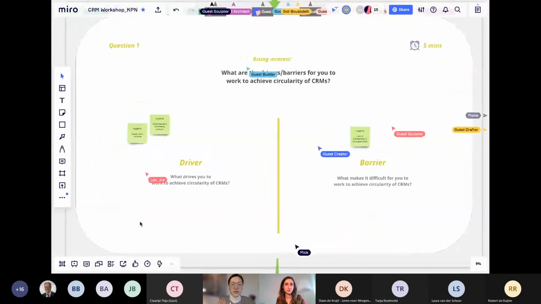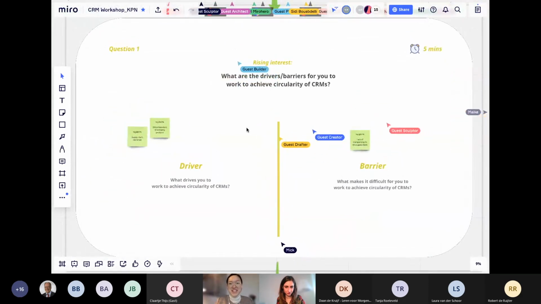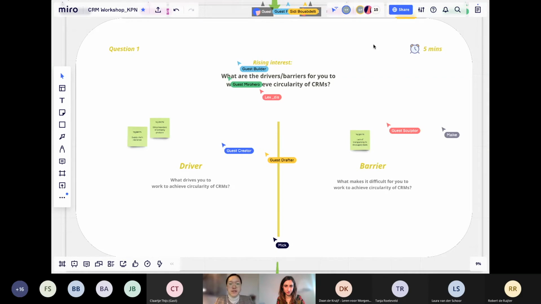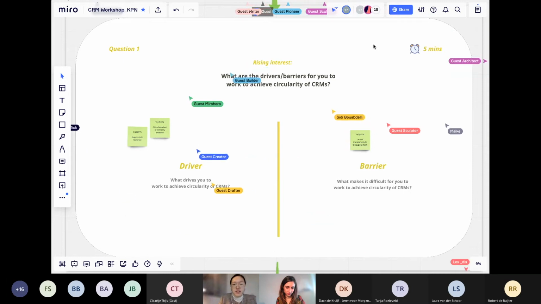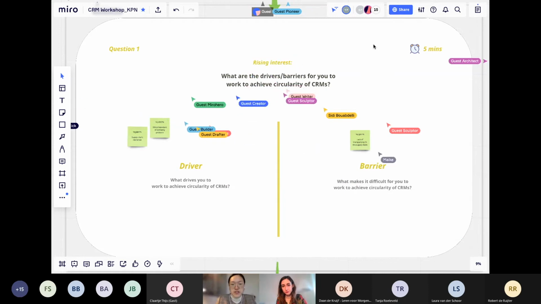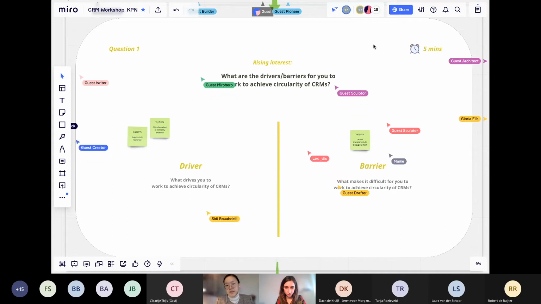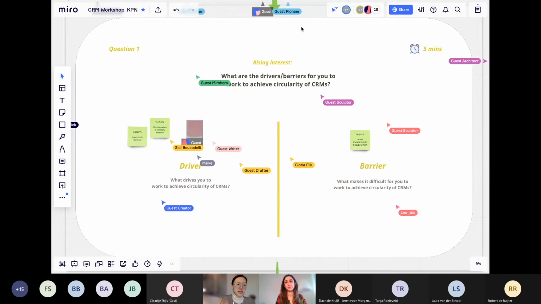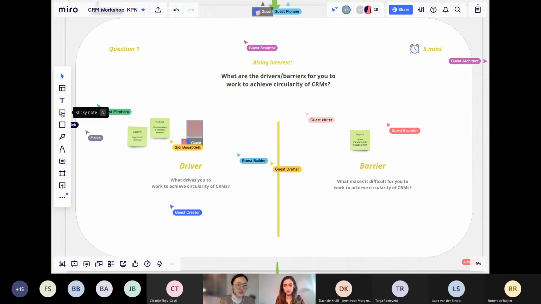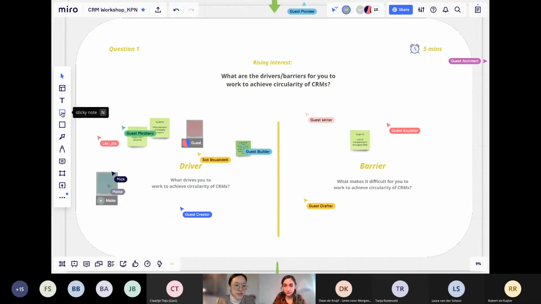I hope you're following me. Okay, so this is the first question. You can scroll down a little bit and you can find your first question. My first question for you is, what are the drivers or barriers to you when you try to work toward the goal of circularity of CRMs? What drives you to work toward this goal of achieving circular use of critical raw materials? Or what makes you hesitant, or what makes it difficult for you to work to achieve this goal? Please leave your answers. We have about 5 minutes for this activity.